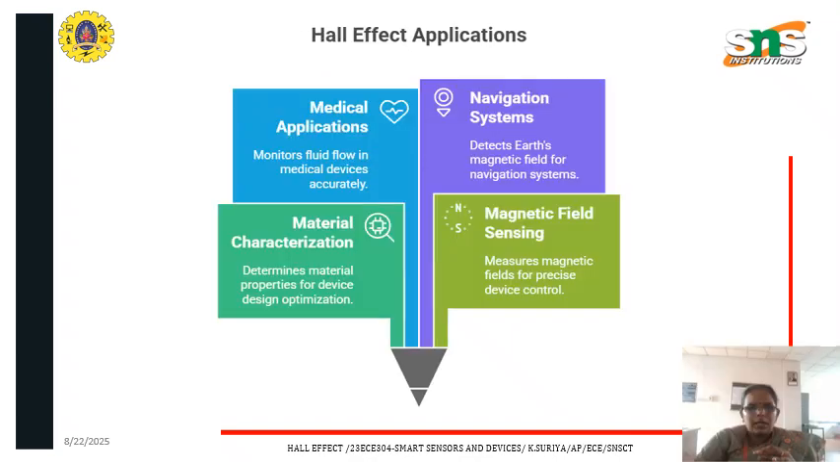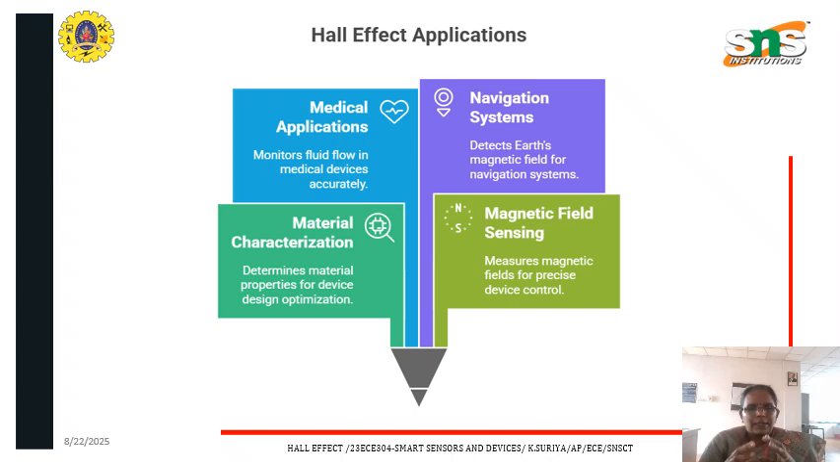So next is the applications of Hall effect sensors. It's used in various applications like material characterization, where it's used to determine the type, density, and mobility of the charge carriers in semiconductors and metals. So this information is crucial for understanding the electrical properties of materials and for designing the electronic devices.